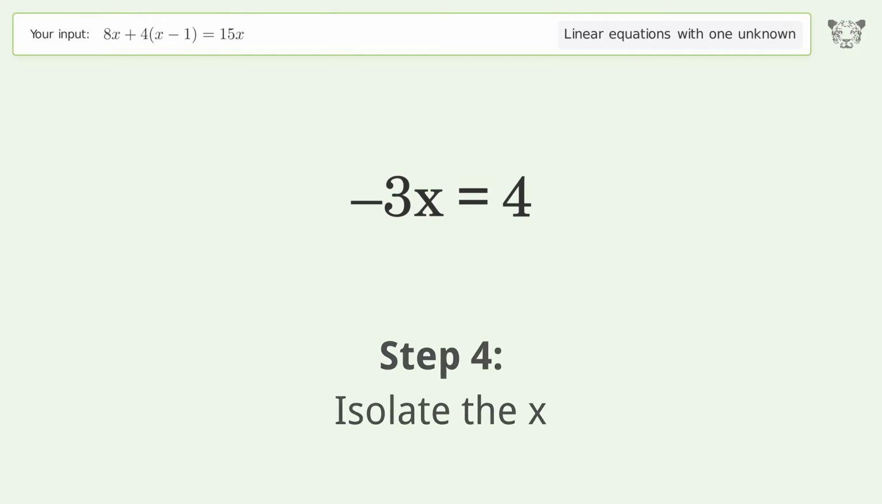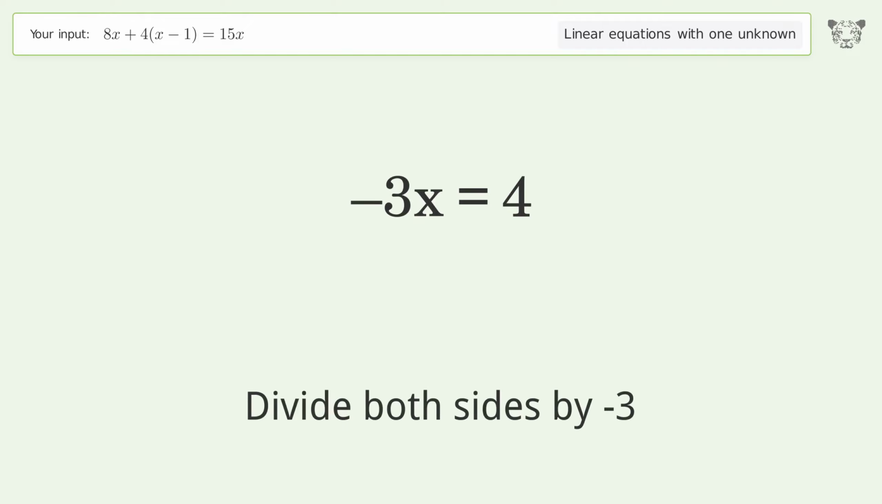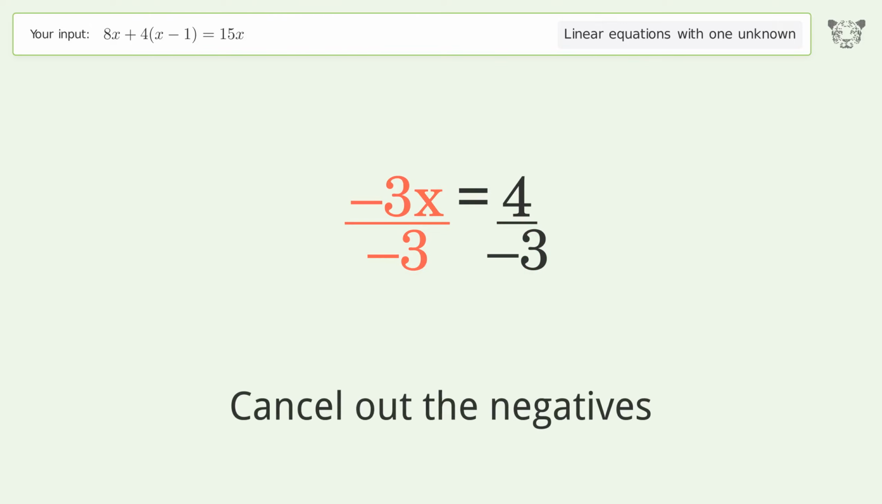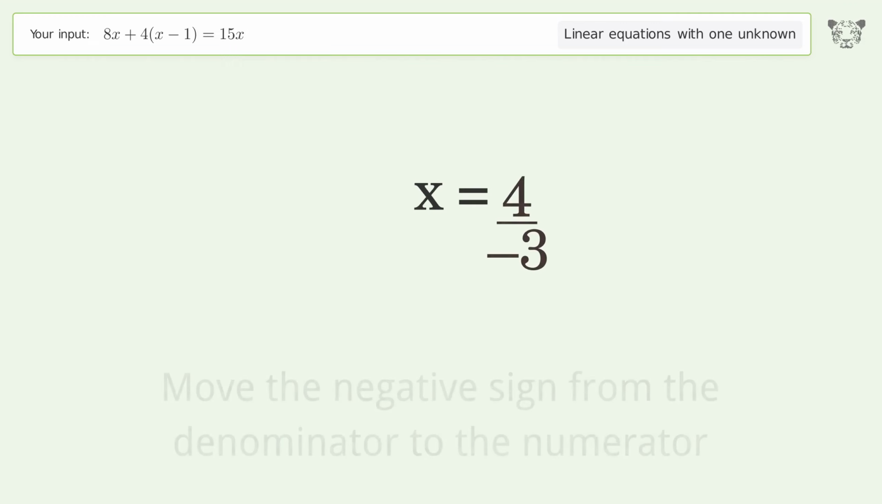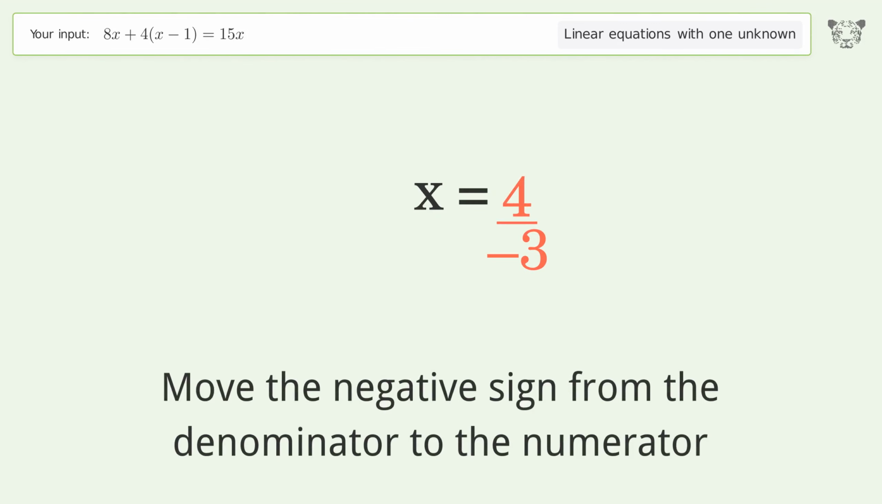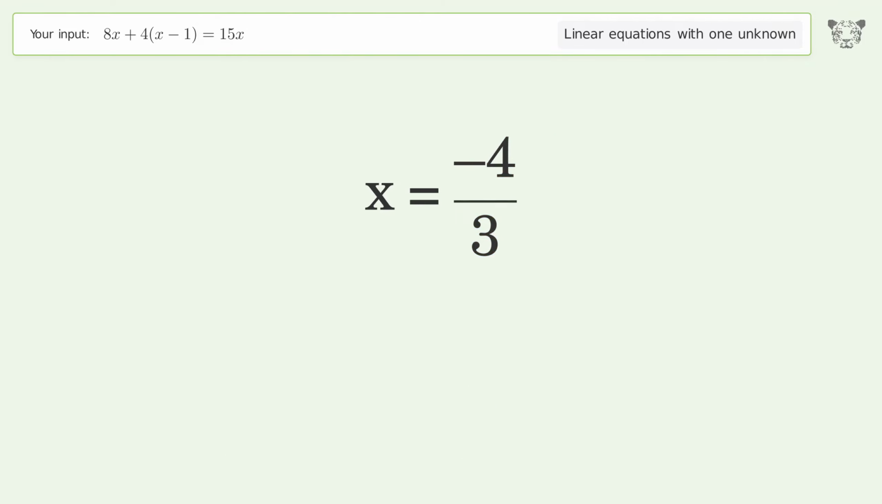Isolate the x. Divide both sides by -3. Cancel out the negatives. Simplify the fraction. Move the negative sign from the denominator to the numerator. And so the final result is x equals -4/3.